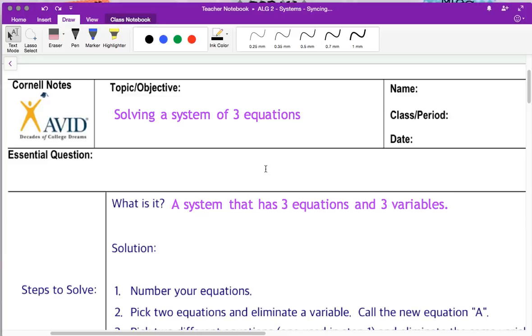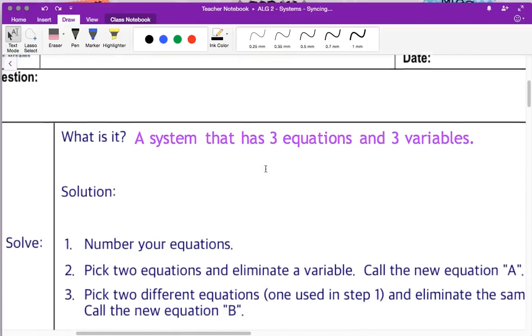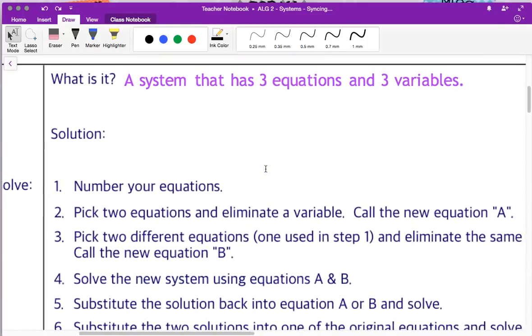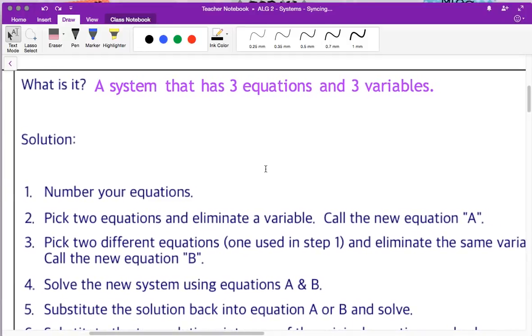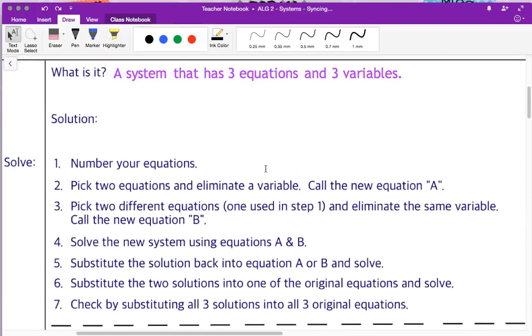So our topic or objective for today is solving a system of 3 equations. All right, what is a system of 3 equations? It's a system that has 3 equations and 3 variables. Now right here, we have what the solution will look like. A solution to a system of equations will look like an ordered pair, except it also has a variable z. So this is called an ordered triple. Just like an ordered pair, but you have 3 variables, x, y, and z.